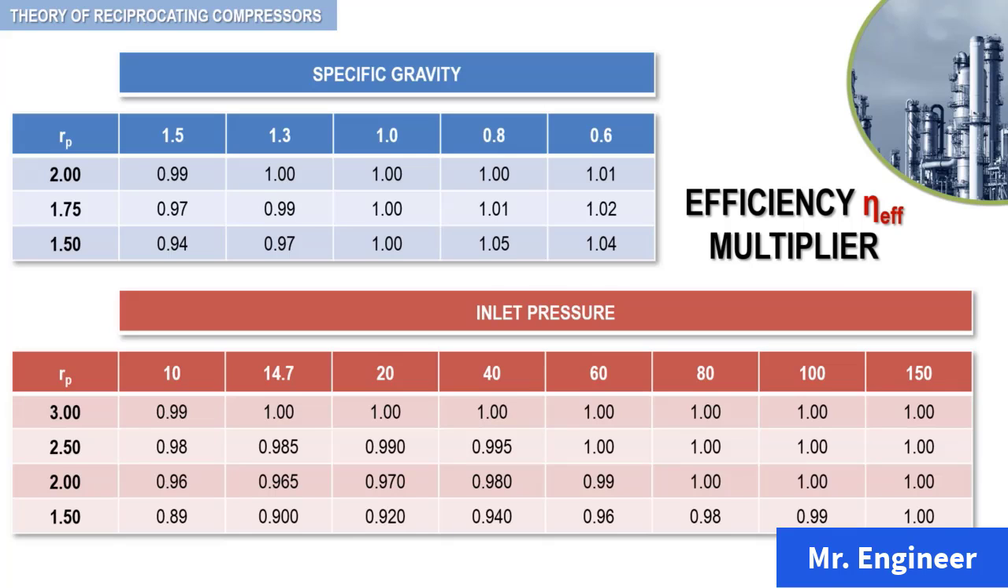Using the second table, we can see that the efficiency multiplier is 0.96. Well, this means that the adjusted efficiency is 79% times 0.96. So the real or the corrected efficiency in our case is 75.8%.